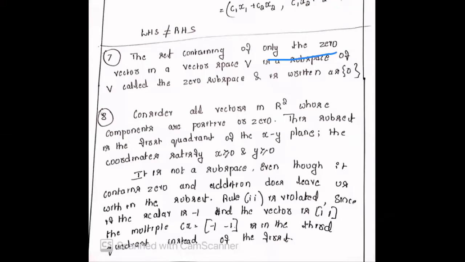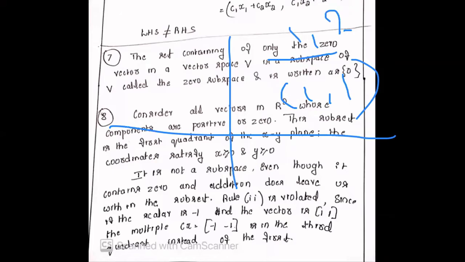Okay, one more thing. Next question is this: consider all the vectors in R square whose components are positive or 0. So you consider like this. What they are saying is you should consider only the positive numbers. Suppose you consider (1, 1). They are calling this a subspace, the first quadrant. So what are all the vectors present in the first quadrant? (1, 1) will be there, or else (1, 2) will be there. Similarly you have (2, 2) like that.